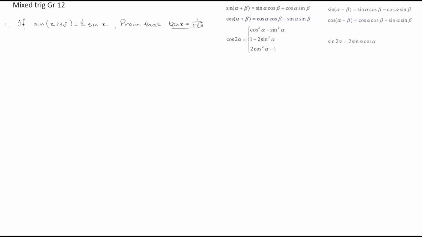Right, we're going to do some past paper exam questions. This one says, if sine of x plus 30 degrees is equal to a half sine x, prove that tan x is equal to 1 over 1 minus root 3. Now, with the word prove, this is not an identity. Here is an equation. We're not trying to prove left-hand side equal to right-hand side. We're going to do the equation, and they've told us that will be our answer. So we're going to do special angles once we have done the compound formula.